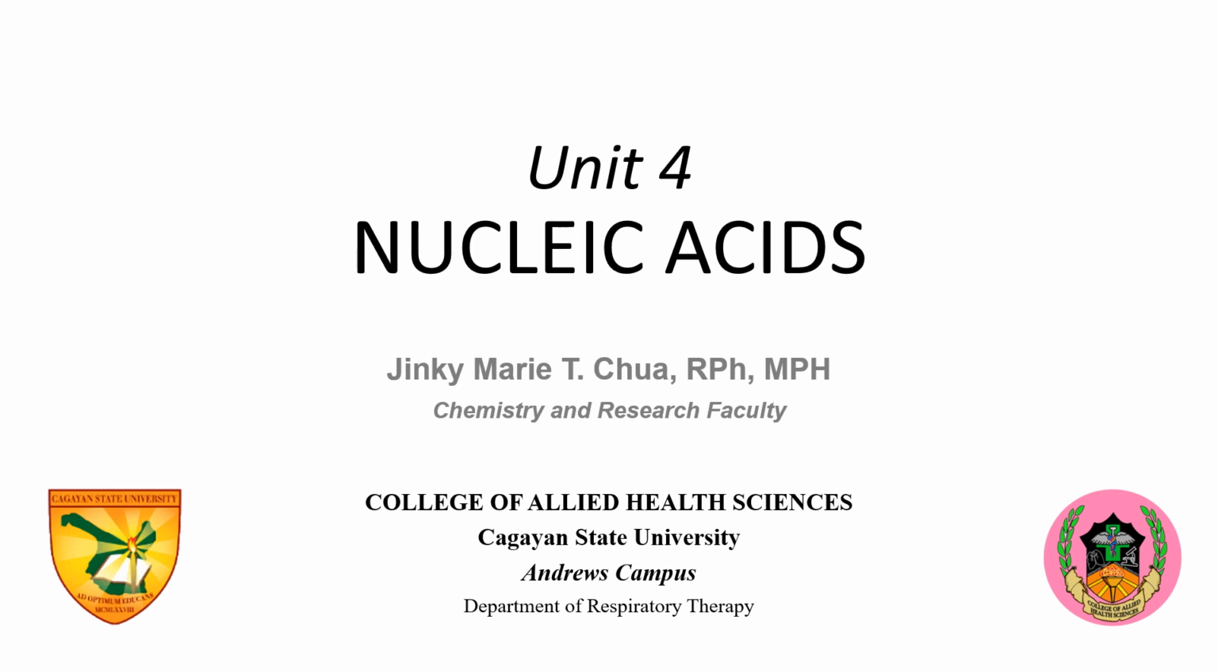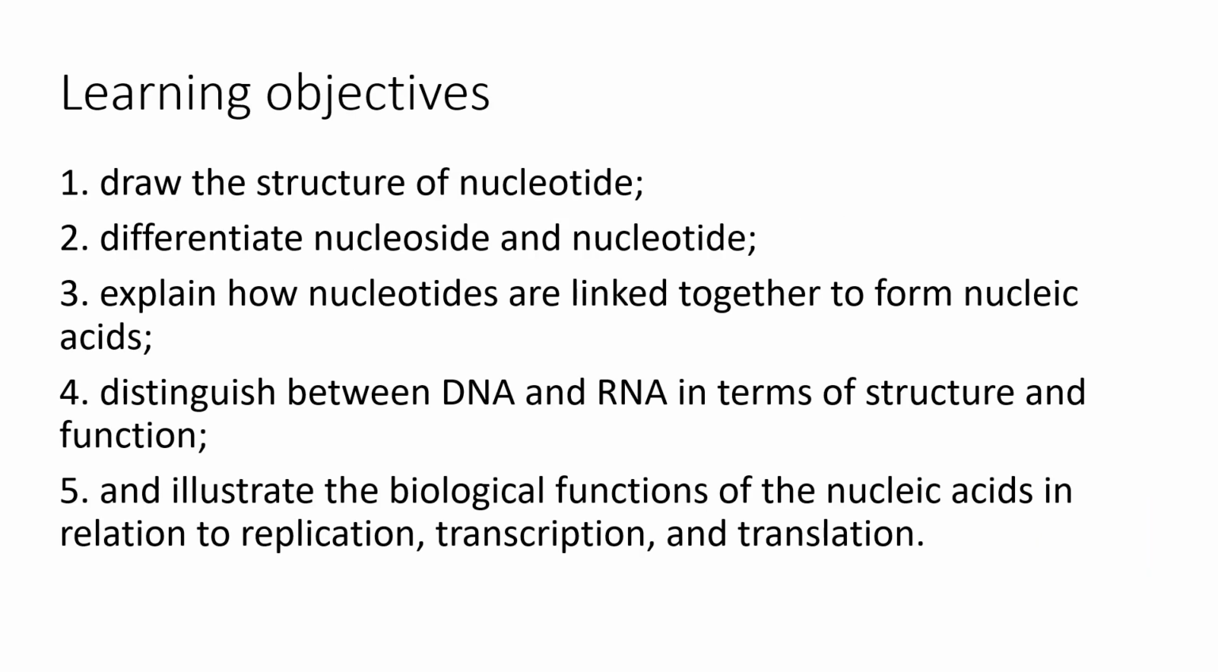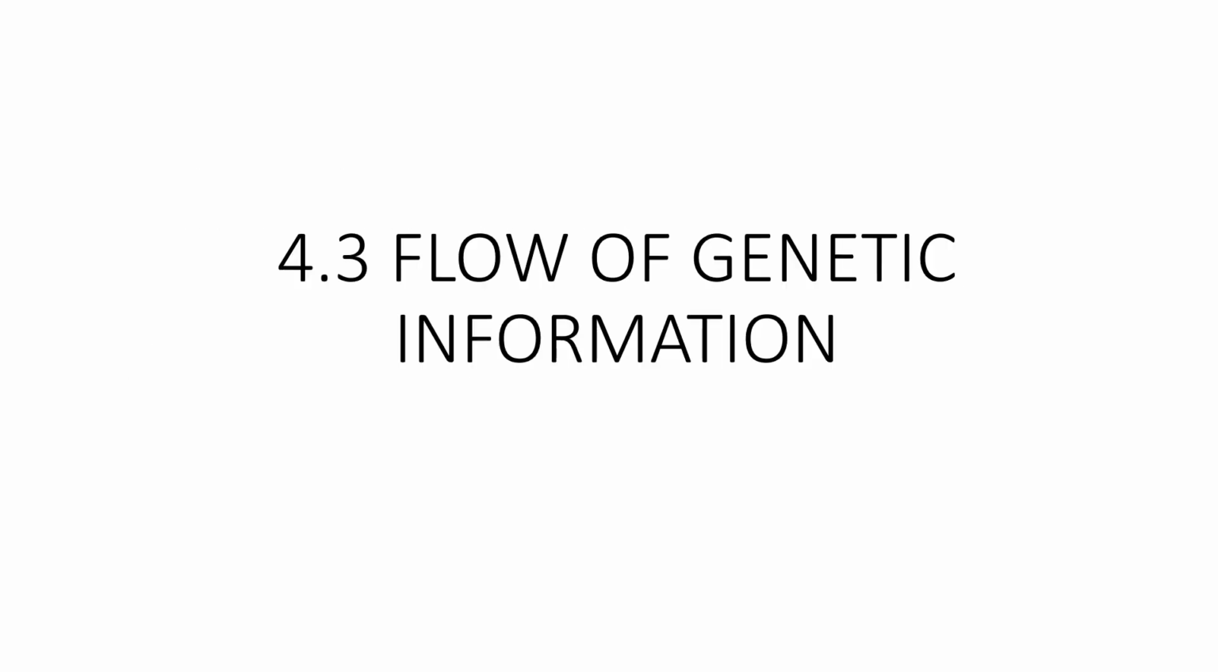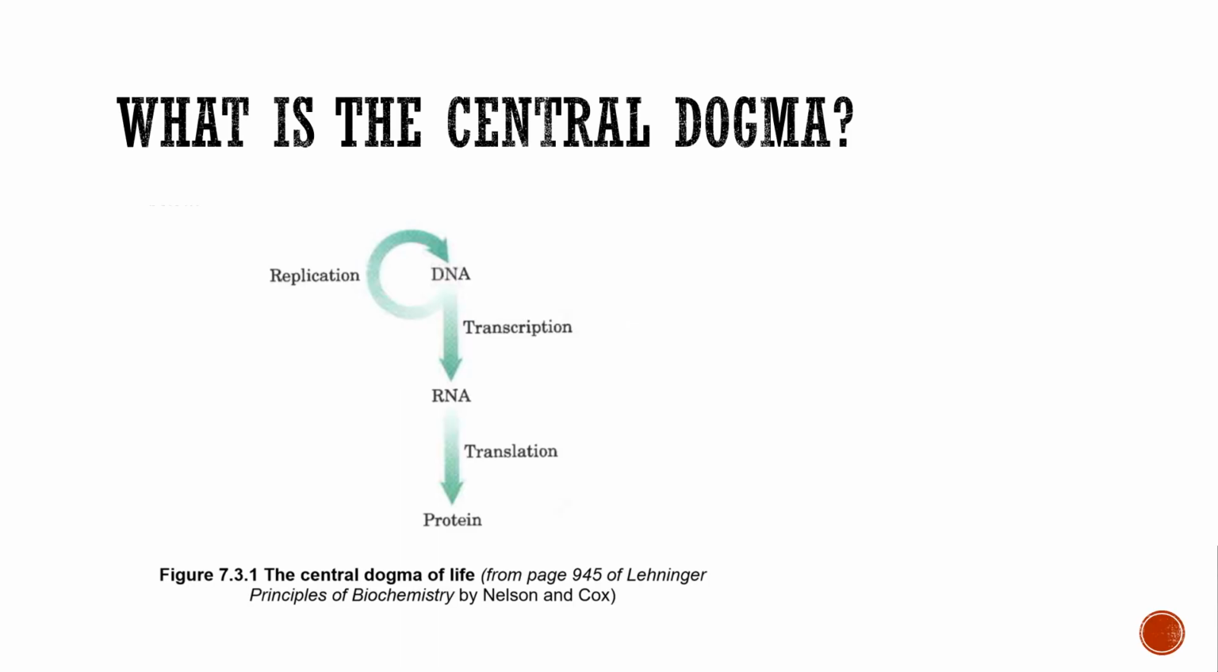Hi class, we are still here at Unit 4 on nucleic acids and this is already 4.3, specifically on the flow of genetic information. We are already at the last learning objective of our Unit 4 on the illustration of the biological function of the nucleic acids in relation to replication, transcription, and translation. Flow of genetic information. What is the central dogma?